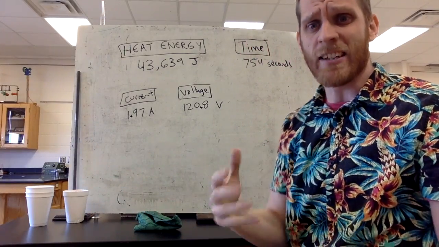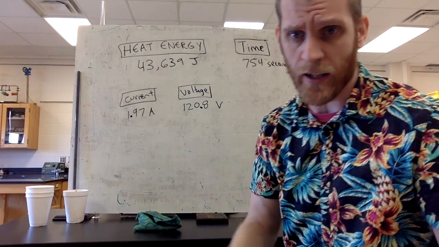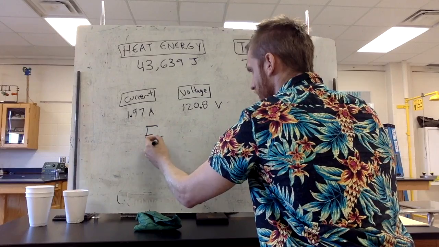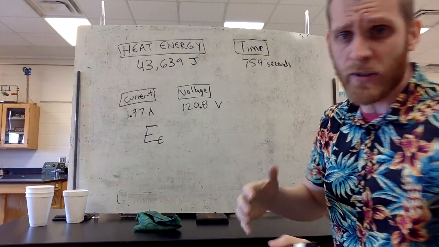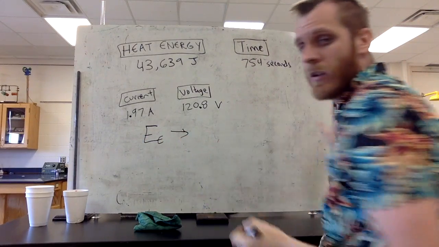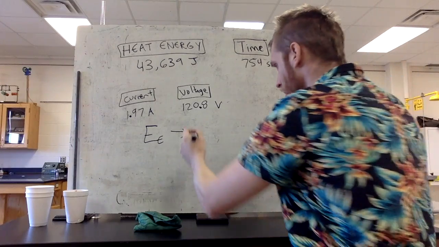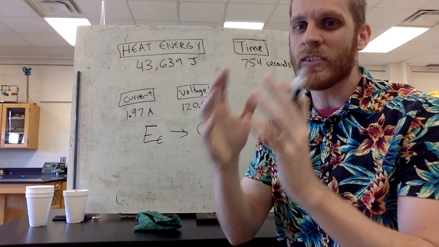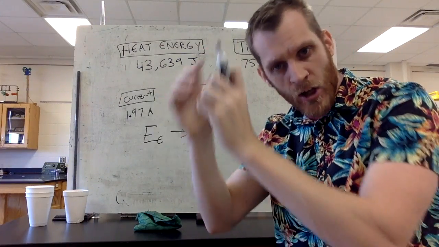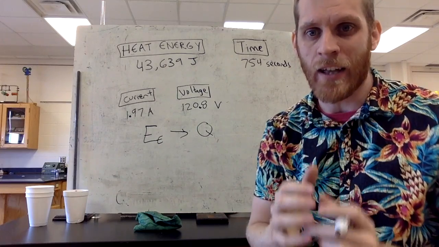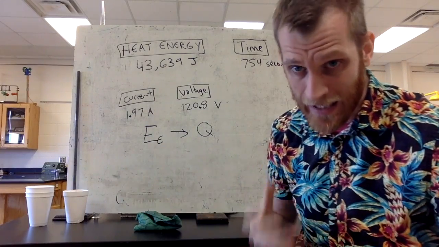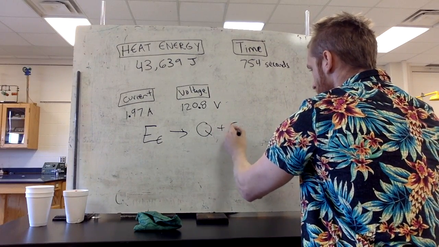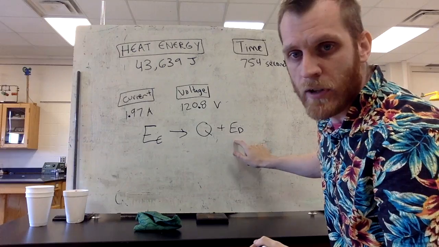Now, if I were to write a conservation of energy equation, here's what it would look like. I started with electrical energy, EE, and then all of that electrical energy went to thermal energy, heat, Q. But, just like thermodynamics, every single time you go from one type of energy to another, there's always going to be dissipated energy as a product. You're always going to lose some in that process to the environment. So that's ED. That's bad. Typically, we want to reduce that value.